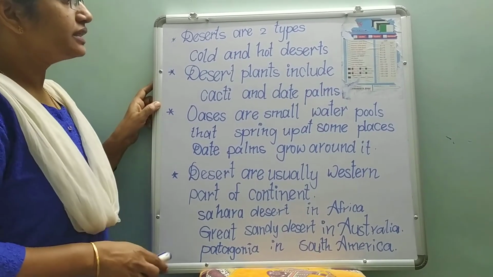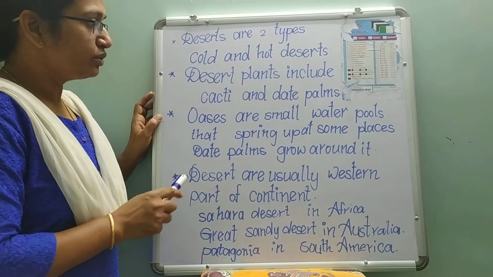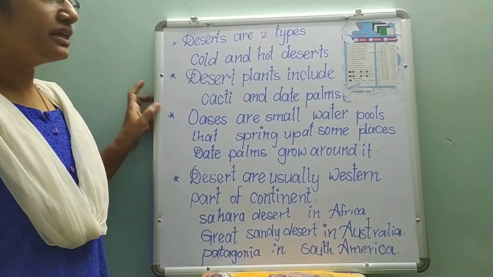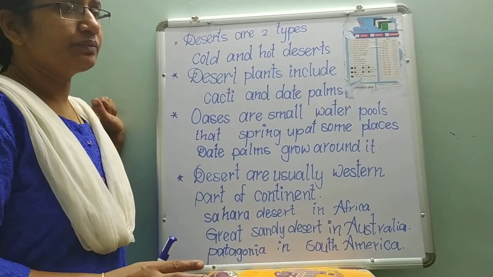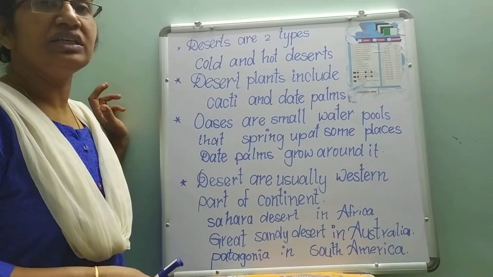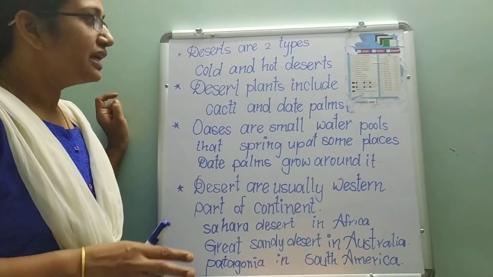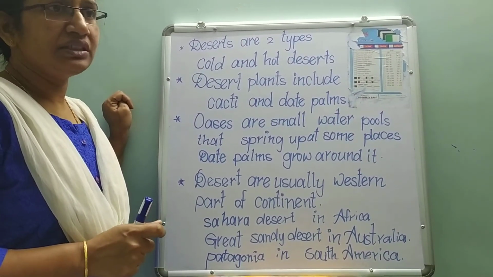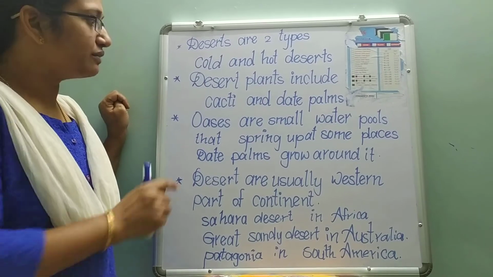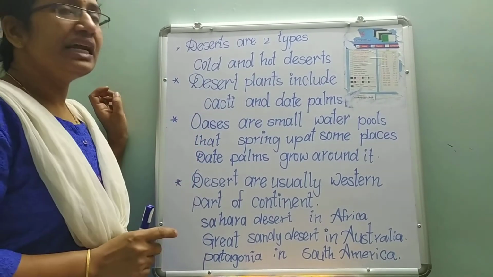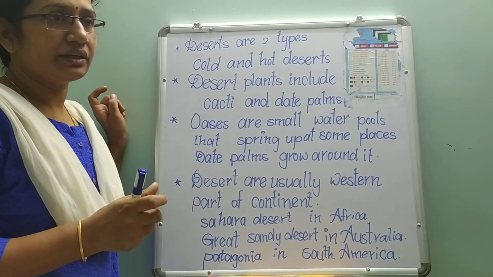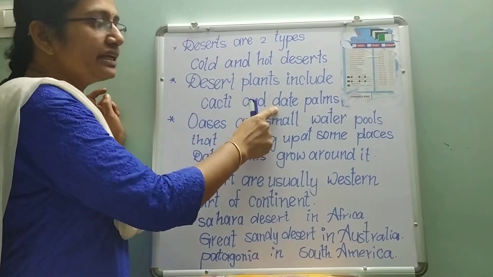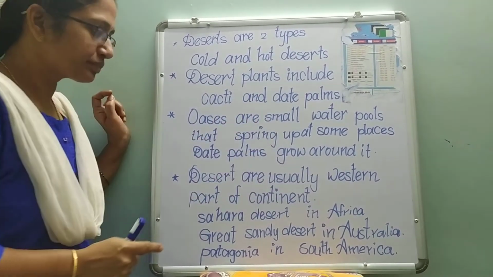Okay. Desert plants include cacti and date palms. Here in the deserts, what are the main plants that we can see? Date palms and cacti. Cacti you have seen, I think, in your science subject, and date palms means we eat the date fruit, no? So that date fruit will come from these date palm plants.